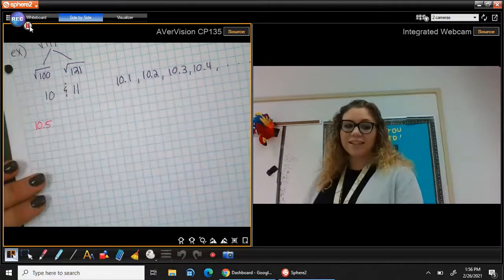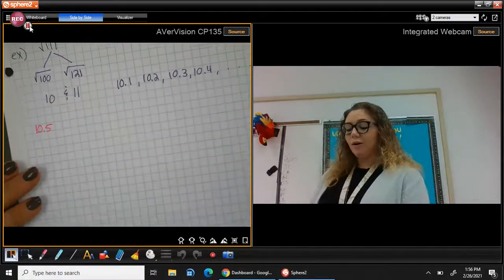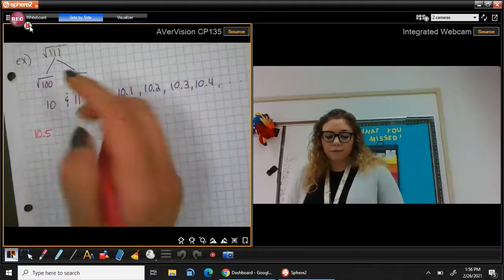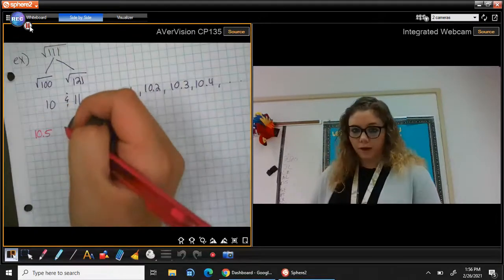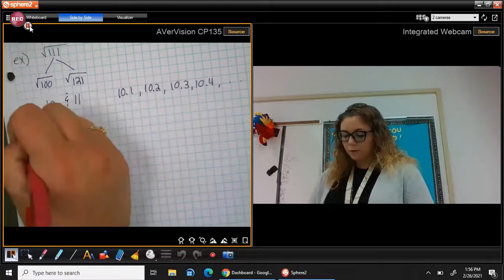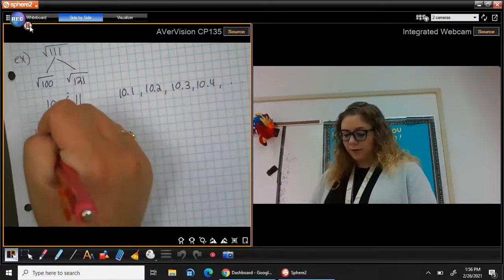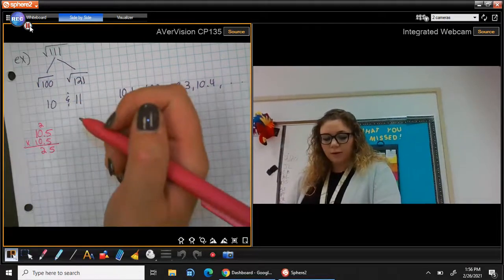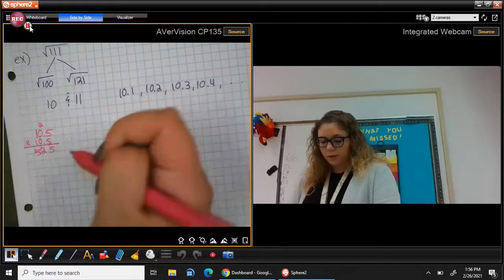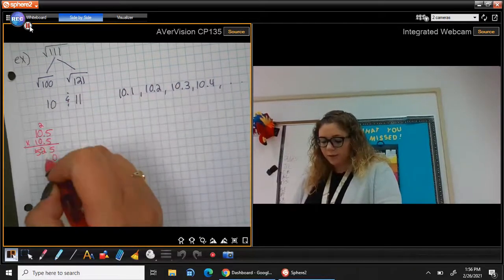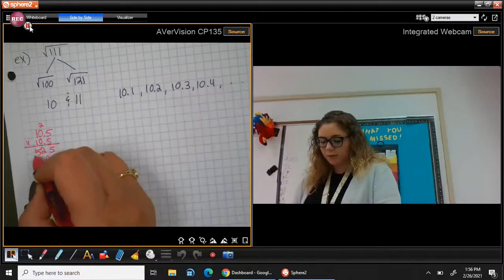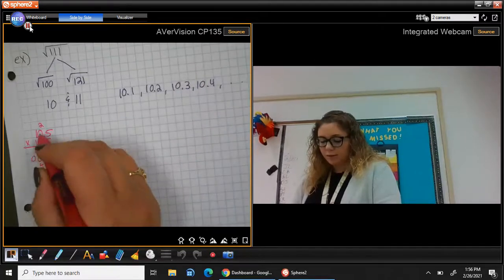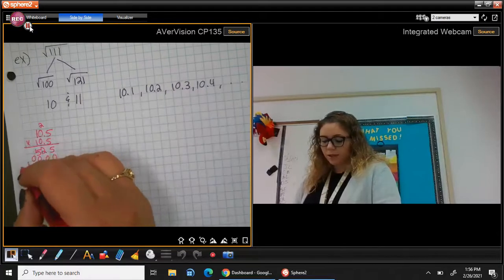Okay, again, you're just guessing and checking. That's all you're doing. You're seeing which of these times itself is going to give you the closest to 111. So I'm going to always start at .5. 5 times 5 is 25. 5 times 0 is 0, plus 2 is 2. 5 times 1 is 5. Okay, put your placeholder. 0 times 5 is 0. 0 times 0 is 0. 0 times 1 is 0. Now we're on my third number, so I need to put 2 placeholders. 1 times 5 is 5. 1 times 0 is 0. 1 times 1 is 1. Then add that all together.